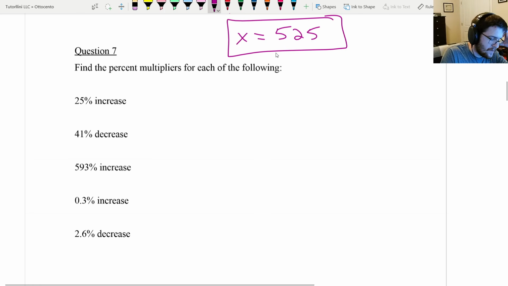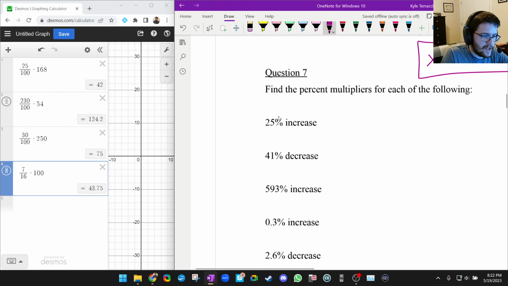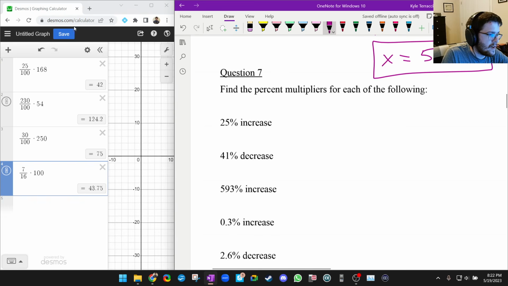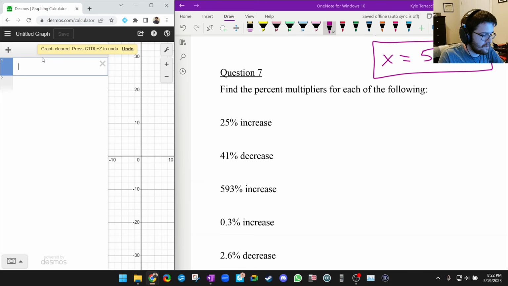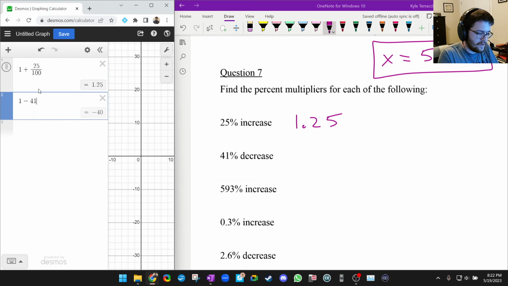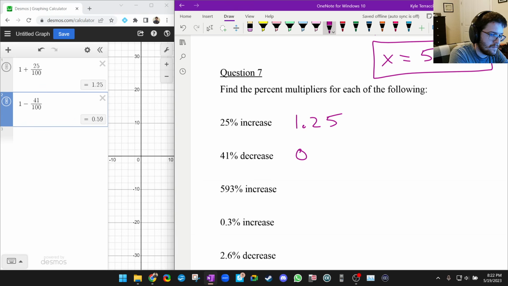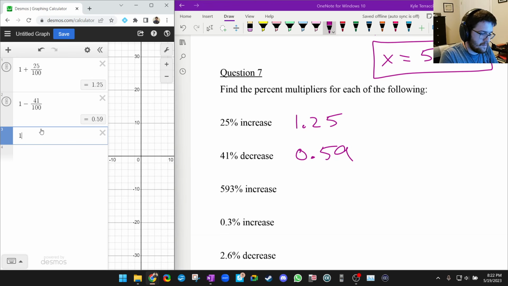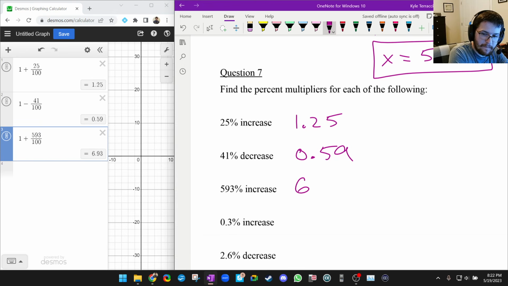Okay, percent multipliers. For an increase, 1 plus percent divided by 100. For a decrease, 1 minus percent divided by 100. So let's rapid fire all these guys. Increase, 1 plus 25 over 100. That's 1.25. Decrease, 1 minus 41 divided by 100. That's 0.59. 593% increase. Okay, 1 plus 593 over 100. That's 6.93.